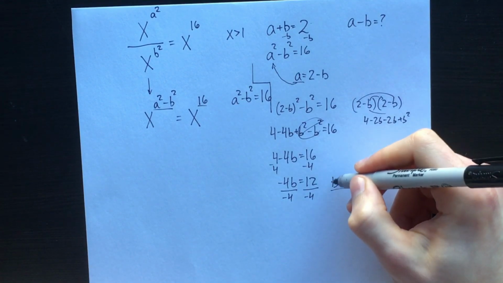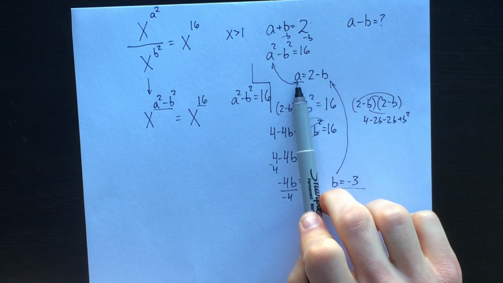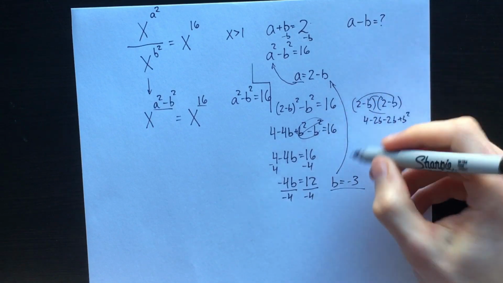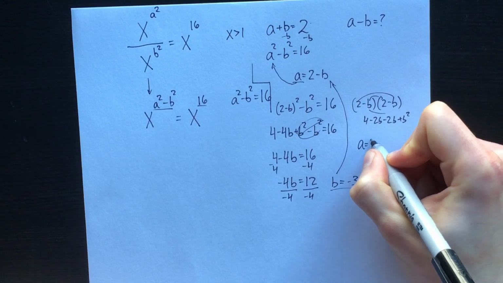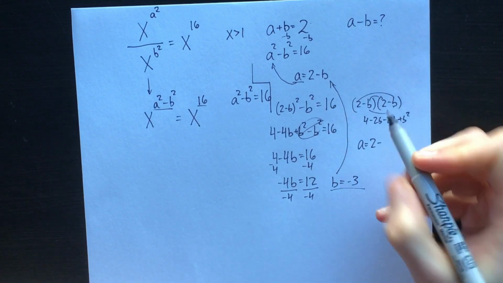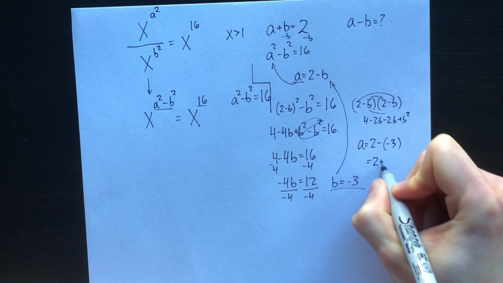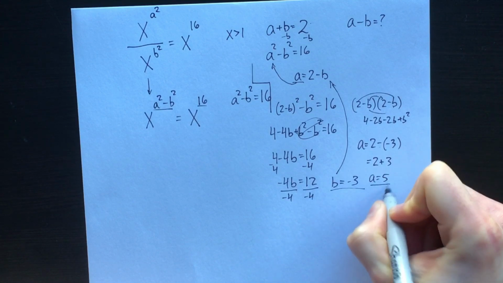So now we can take this b and plug it into here, because here we have our a in terms of b, right? So from here, I'm just going to write that over here. Sorry, it's a little messy. A is equal to 2 minus b, but we know that b is equal to negative 3. So plug in negative 3 right there. Get 2 plus 3, right? So a is equal to 5.